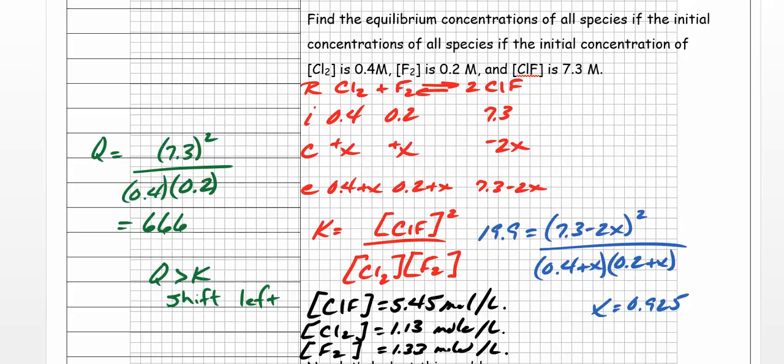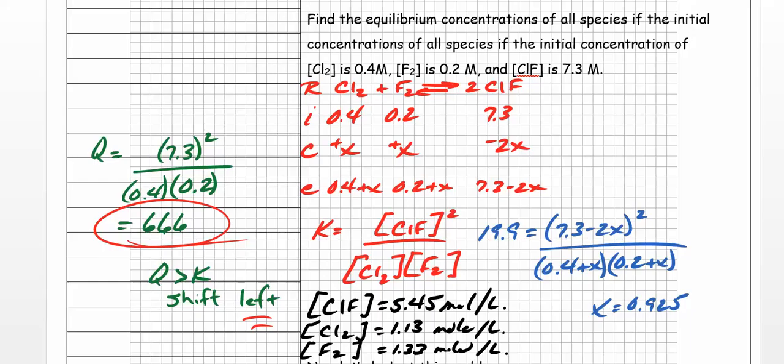To do that, I'm going to need to do kind of a side calculation. We've got Q is equal to 7.3 squared over 0.4 times 0.2. This is the number that I get, 666. So obviously that's a much larger number than the K that I was given, right, of 19.9. So that means the shift is going to occur to the left, right? The shift is going to go left so that the equilibrium can be reestablished.